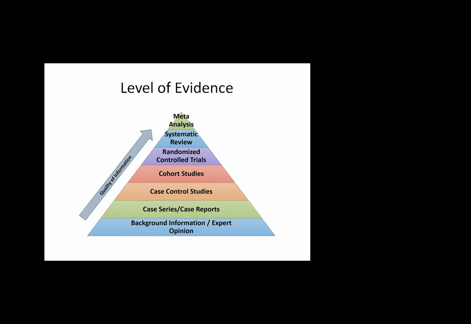Then come the systematic reviews. We know then come the randomized controlled trials. However, if there are multi-center randomized controlled trials, they have a higher level of evidence than a single-center randomized controlled trial. We talked about the cohort studies. We know the cohort studies are very difficult to do.